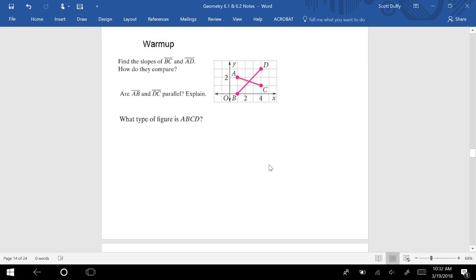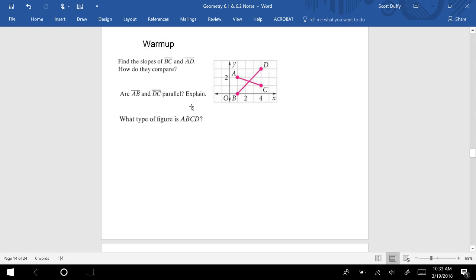Lesson 6.2 starts with a warm-up. We'll do this really quick. So how do the slopes of BC and AD compare, what are they? And then basically, are they parallel or not? What type of figure would this be?